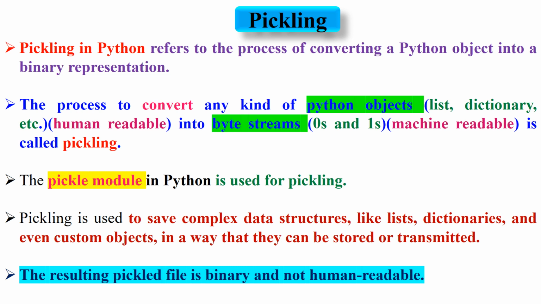The name pickle comes from the concept of pickling in cooking, which refers to the process of preserving food by storing it in a container. In the same way, the Python pickle module preserves and stores objects by converting them into a byte stream.